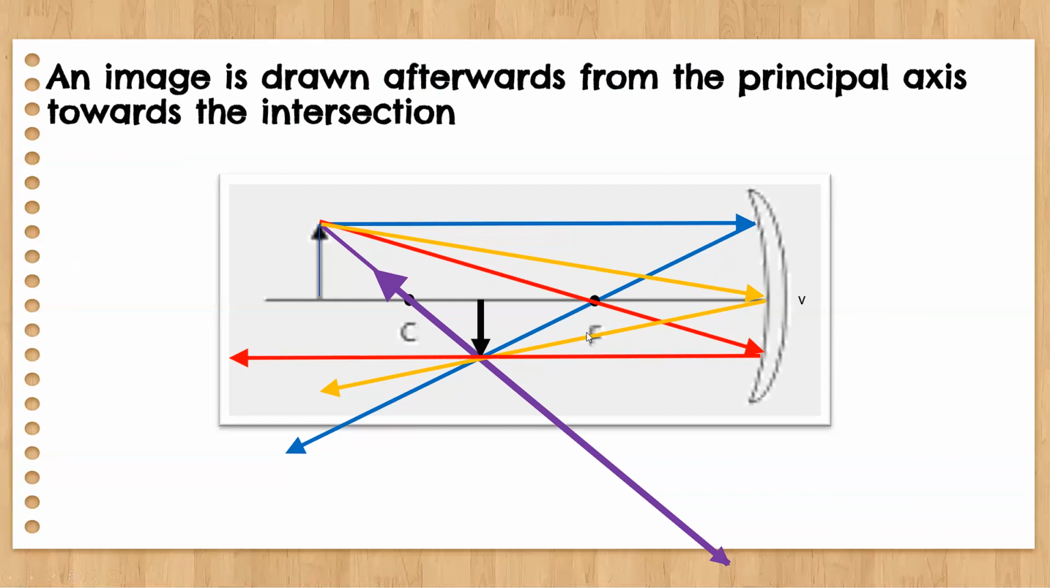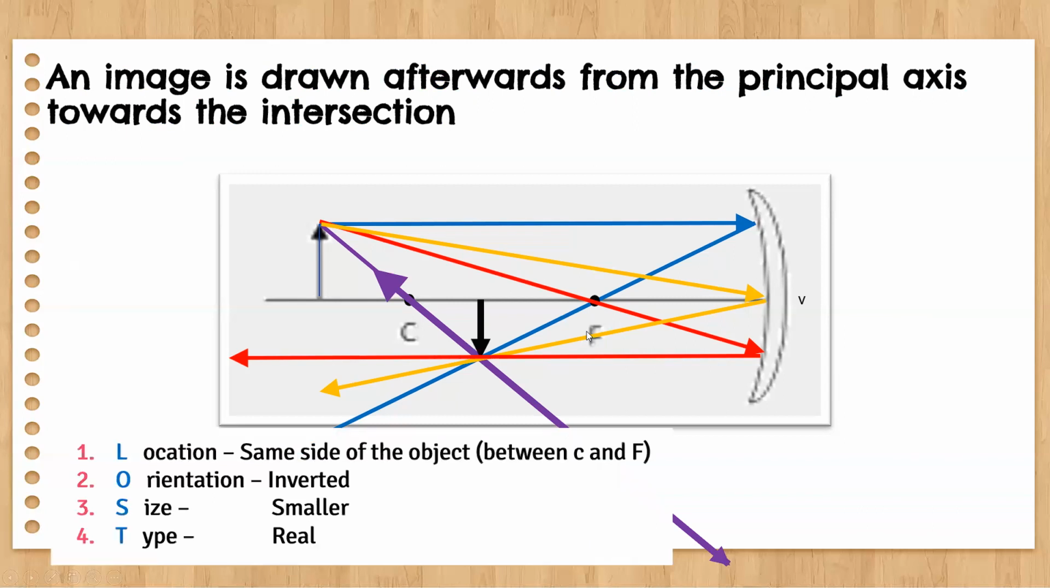So let's try to determine the LOST. Let's see if you're correct. These are the orientation or the description. The location should be on the same side as the object. It is between C and F. The orientation should be inverted as shown in the picture. The arrow becomes upside down. The size, if you were to place the image right beside the object, is much smaller. And the type is real. It is real because first it is inverted, and the image is also on the same side as the object, and the light rays here all intersect.